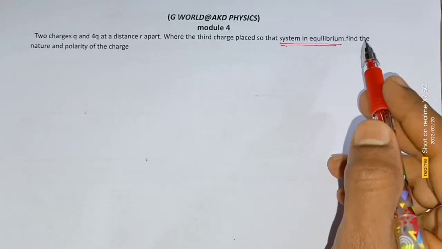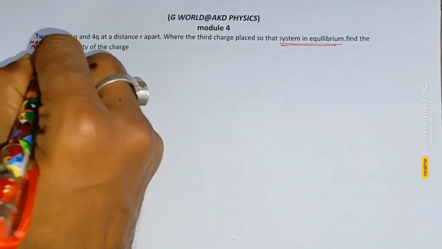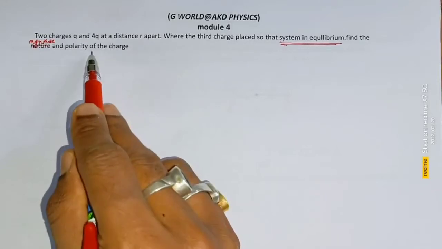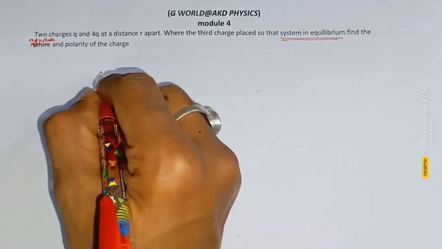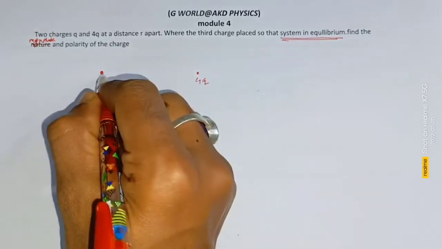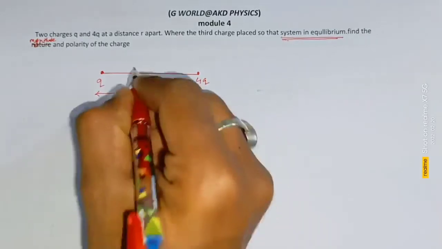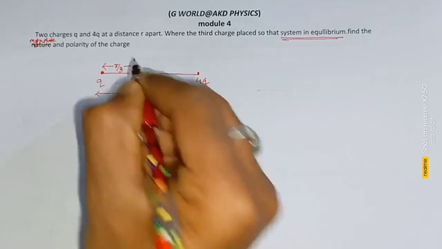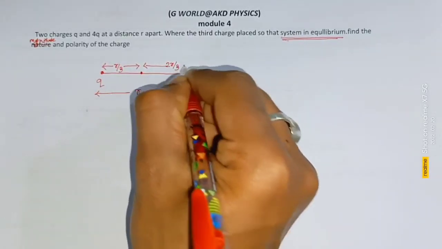Nature means magnitude here. Rather than nature, I will write magnitude. Find the magnitude of this third charge as well as the sign of the third charge so that the system is in equilibrium. If you go to Model 3, already we have discussed, suppose this is charge Q, this is 4Q, and these two charges are at a distance r apart, then exactly the third charge will be placed at a distance of r by 3. I will suggest please go and check Model 3 so that you can easily understand the things.